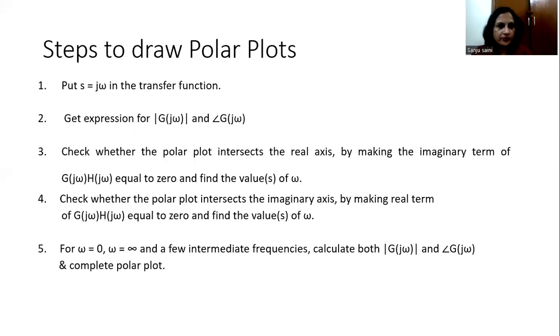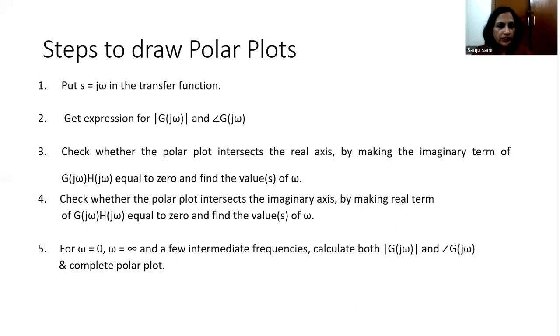What are the various steps to draw the polar plots? First of all, we write down the transfer function of the system in the S domain. Then put s equal to jω and get expressions for the magnitude of the transfer function and angle of the transfer function. Then we check whether the polar plot intersects with the real axis by making the imaginary term of G(jω)H(jω) equal to 0 and finding the value of ω.